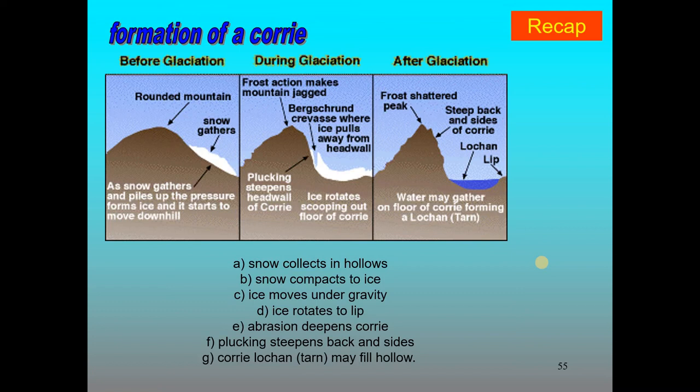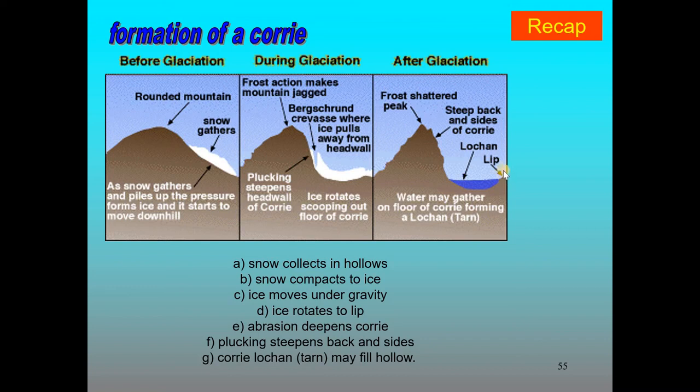And as this happens, there will be two processes taking place. Remember, you'll have plucking taking place on the back wall, making it very steep, and you'll have abrasion grinding away the big bowl shape underneath the glacier. All of that generates the bowl-shaped hollow that a corrie is. Right, at the end of the glacial period then, you will have a landscape that looks like this, where you've got your bowl-shaped hollow and very often a corrie loch, sometimes called a lochan, sometimes called a tarn down south, and it's held in place by this rock lip here.